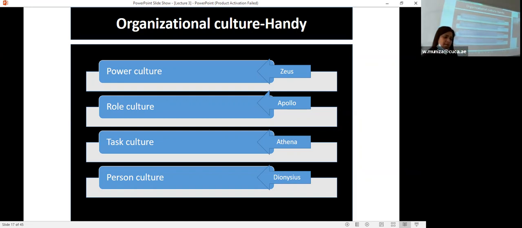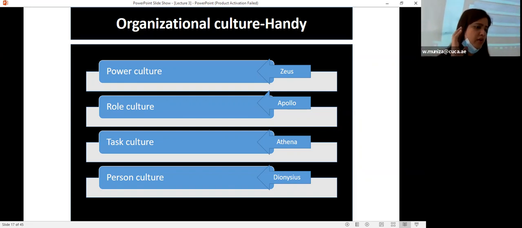The culture is that of one person, an entrepreneur, carrying on all the activities and having all of the orders in his or her hands. So this is the power culture. When one person is going to tell about all of the rules and regulations, and all the other persons, all the subordinates, have to follow those rules and regulations. So this is denoted by Zeus. Zeus was a Greek god who had a lot of power in his hand. So that is why this culture is denoted by Zeus. So power culture is an entrepreneurial structure in which one person, owner, or the manager will be having all of the authority, and all the persons have to follow the rules and regulations implemented by that particular person.